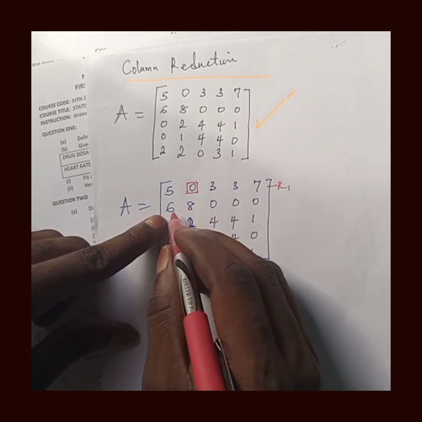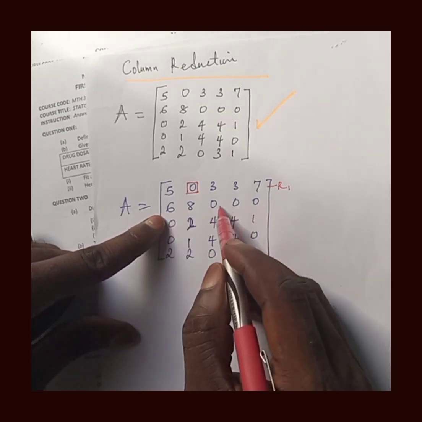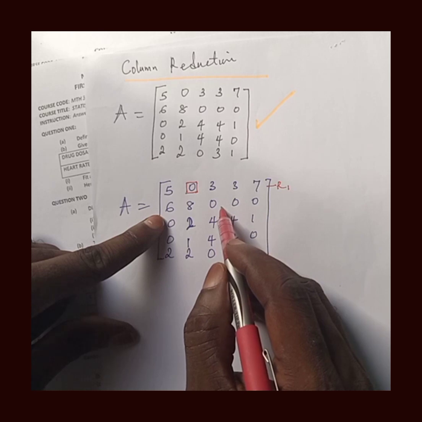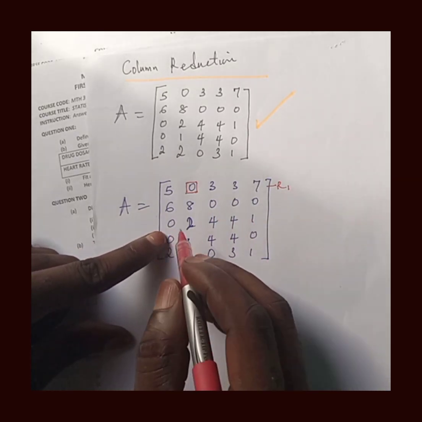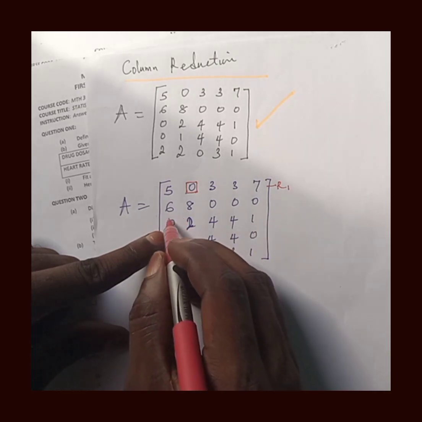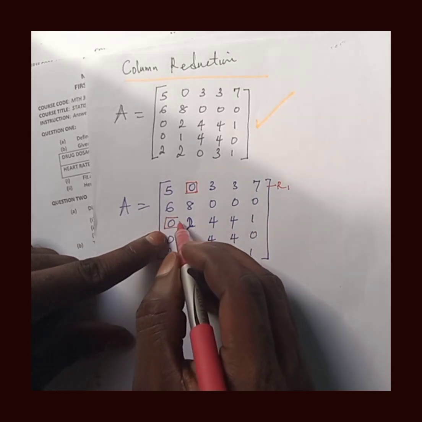When you move to the second row, we have 3 zeros, so we cannot assign anything here. We jump to the next row. If you jump to the next row, we have just a single 0 here. Because there is a single 0 here, you can assign this one.